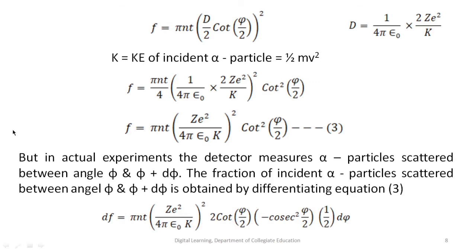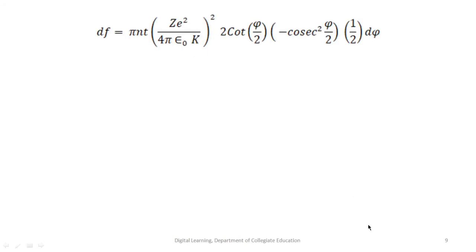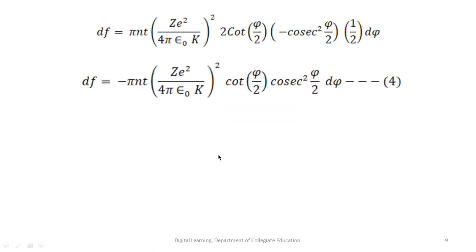ಇದನ್ನ ಡಿಫ್ರೆನ್ಶಿಯೇಟ್ ಮಾಡಿದ್ರೆ, differentiation of cot square phi by 2 into part phi by 2, ಪಾರ್ಟ್ಗೆ ಡಿಫ್ರೆನ್ಶಿಯೇಟ್ ಮಾಡಿದಾಗ ಮೈನಸ್ cosec square phi by 2 into phi by 2 into d phi. Further, ಮೈನಸ್ ನ ಹೊರಗಡೆ ತಕೊಂಡು, pi N t Z e square divided by 4 pi epsilon naught K whole square, part phi by 2.